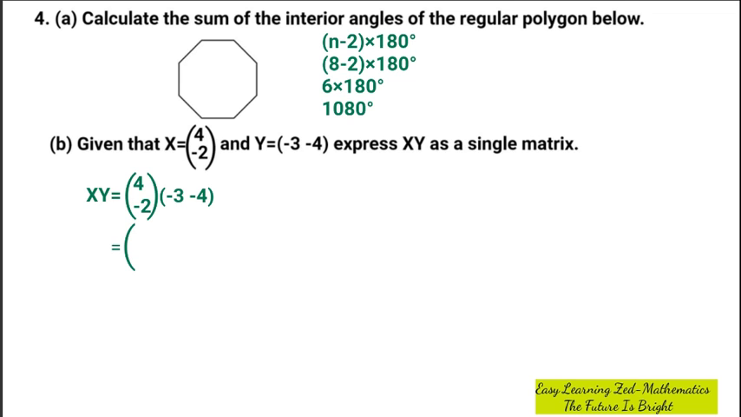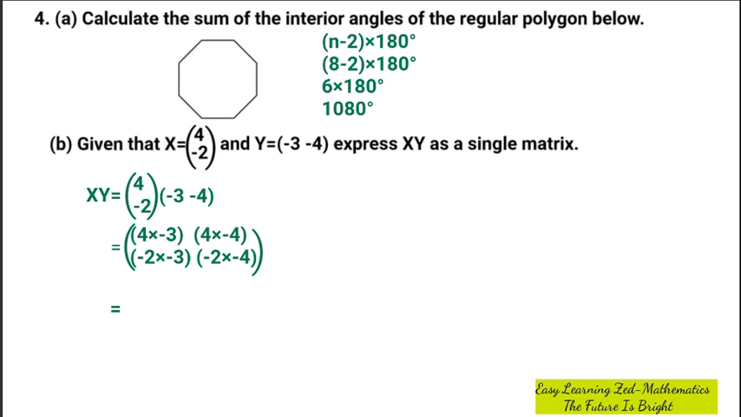So we're going to multiply 4 by negative 3. Then again, we're also going to multiply 4 by negative 4. Then we come down, 2 by negative 3, and again we're going to have 2 by negative 4. Then we close bracket. Then we find the product of those numbers.